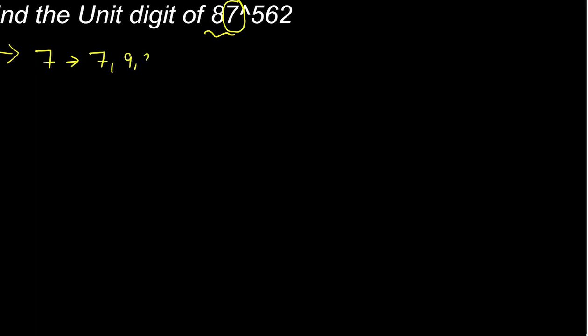7. 7 squared is 49, so 9. 7 nines are 63, so 3. 7 threes are 21, so 1. And again 7 ones are 7. So it is again going to be your 7.